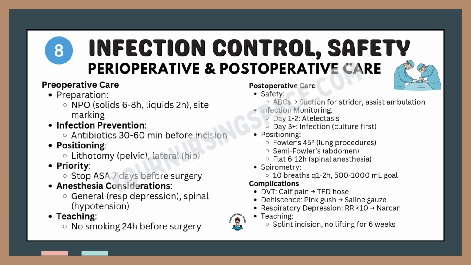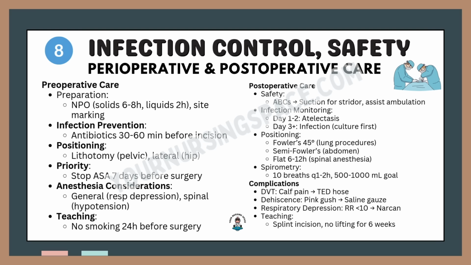Infections follow a timeline. Day 1 or 2 fever is atelectasis, so splint and cough, but day 3+ with pus means wound infection. Culture first. Positioning's key here. Fowler's 45 for lung cases, semi-Fowler's for abdominal, and flat 6 to 12 hours post-spinal to avoid CSF leaks. While pushing incentive spirometry with 10 breaths every 1 to 2 hours, aiming for 500 to 1,000 milliliters to keep lungs clear. Fluids matter too.